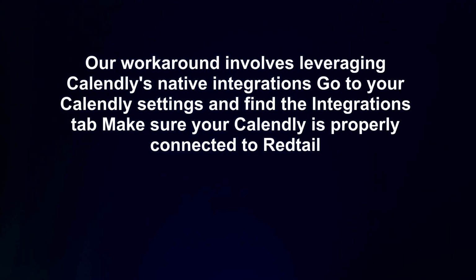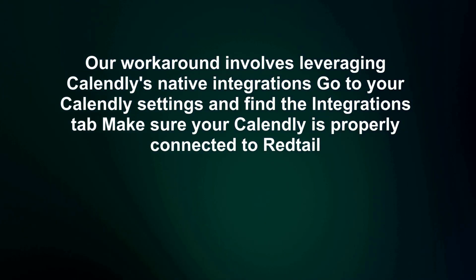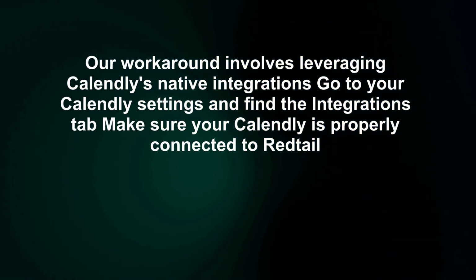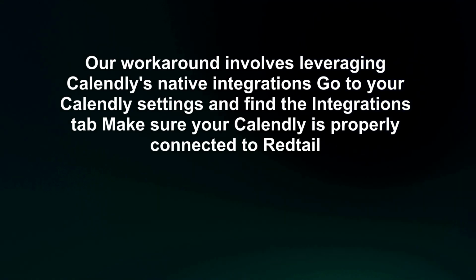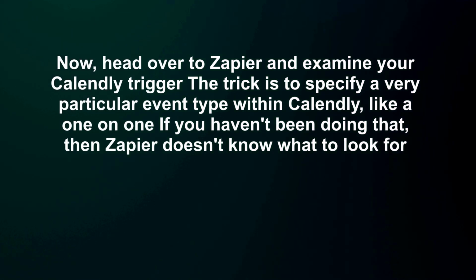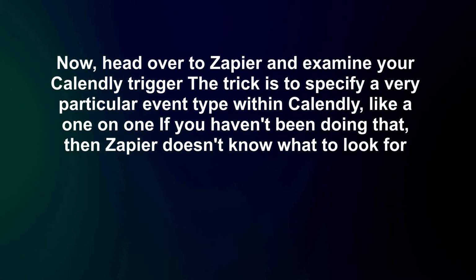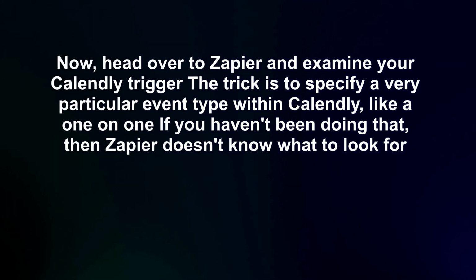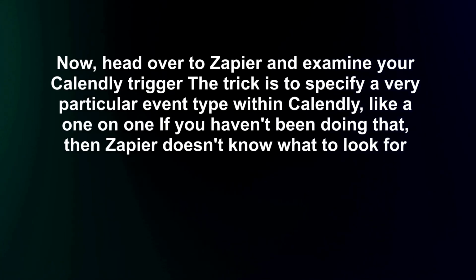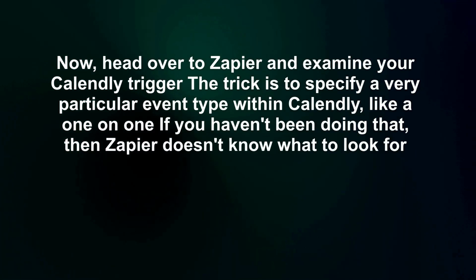onto. Our workaround involves leveraging Calendly's native integrations. Go to your Calendly settings and find the Integrations tab. Make sure your Calendly is properly connected to Redtail. Now, head over to Zapier and examine your Calendly trigger. The trick is to specify a very particular event type within Calendly, like a one-on-one. If you haven't been doing that, then Zapier doesn't know what to look for.